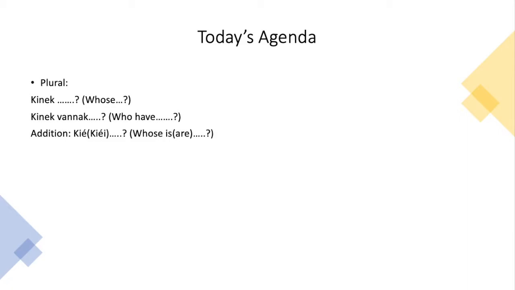Today's lesson will be very short since this is more like a continuation of lesson 8, in which we talked about how to conjugate singular nouns into their respective possessive forms. Today we will talk about how to conjugate plural nouns into their respective possessive forms. The only new thing in today's lesson will be covered in the third bullet point, which is kié and kiéi. So let's get started.